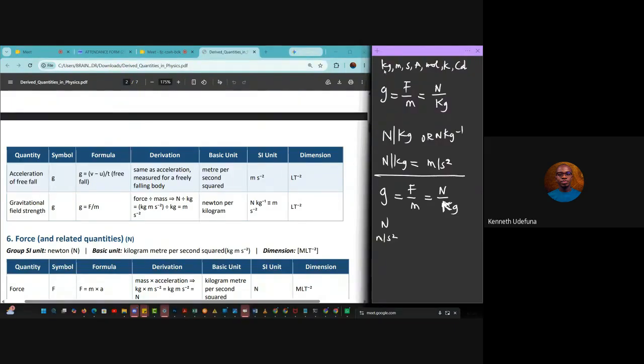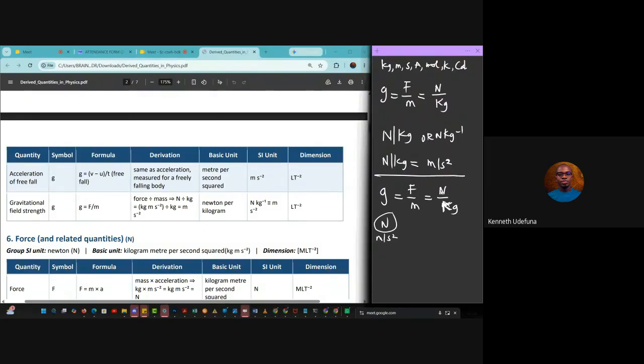Let me explain again. The basic or fundamental unit that we have is either kilogram or meter or second or ampere. They must be singular. But when we have a combination of them, it is called a derived quantity. Or when you have something like Newton that is not among them, it is called a derived unit. So yes, Newton is a derived unit.